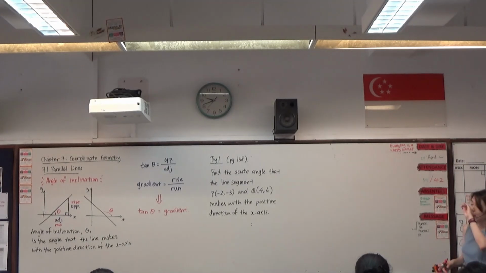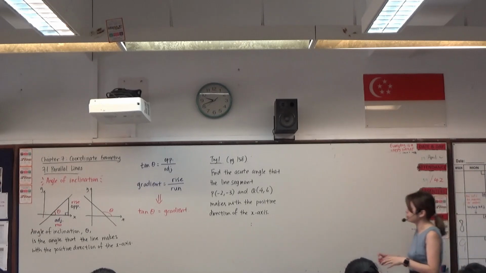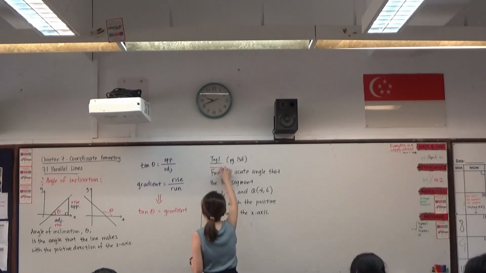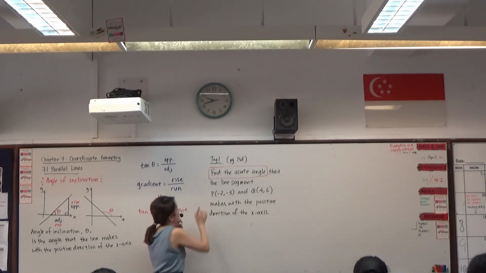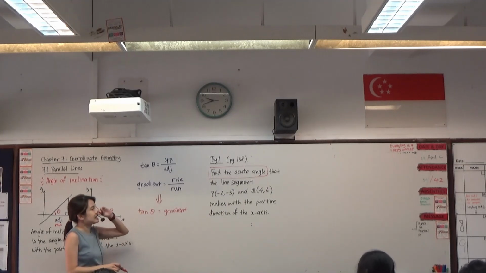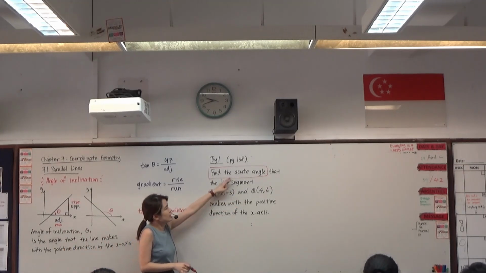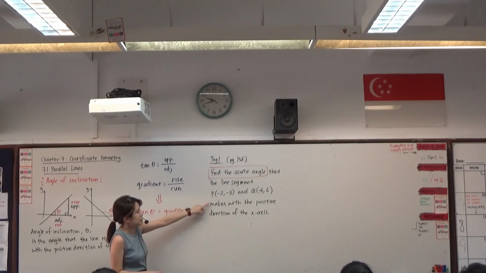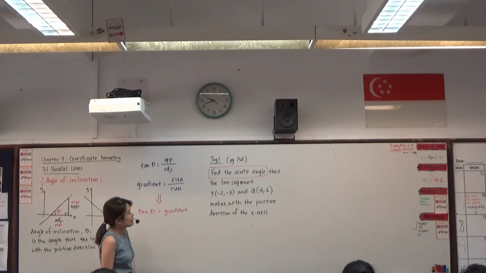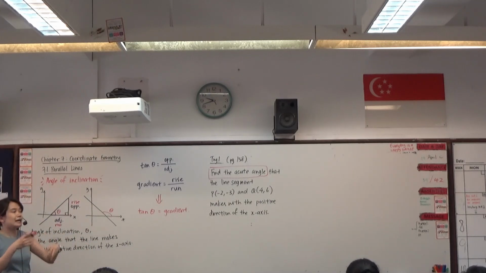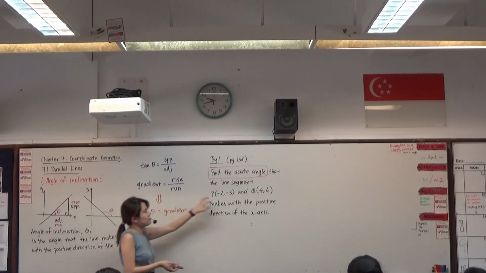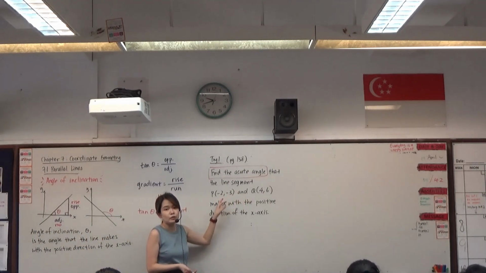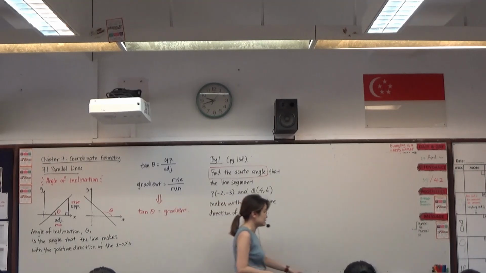It says here that we want to find the acute angle. So this is our objective. We're given the line segment PQ, and the angle that we're trying to find is the one between the line segment and the positive direction of the x-axis. So in other words, what we're trying to find is the angle of inclination. With the coordinates given for P and Q, I can find out what the gradient is.